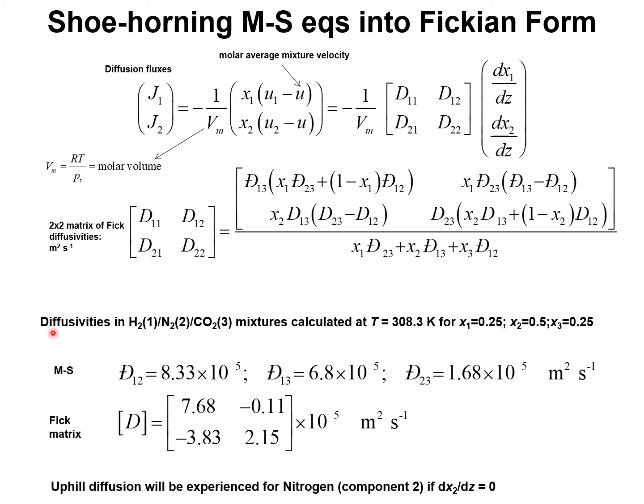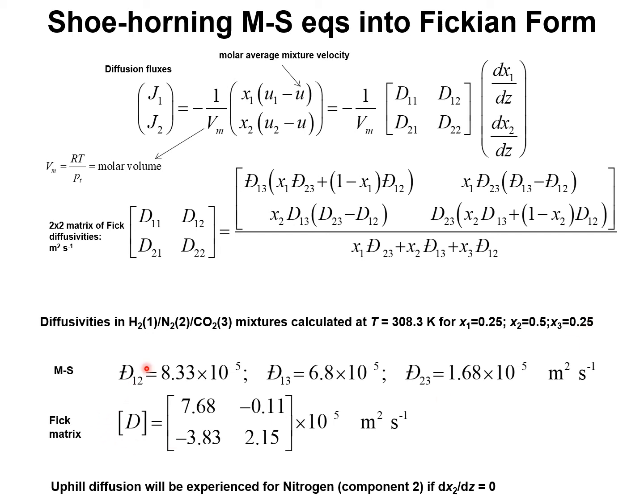As an example, let us consider a ternary mixture consisting of hydrogen, component 1, nitrogen, component 2, carbon dioxide, component 3, and calculate the diffusivities at a temperature of 308 Kelvin at the mole fraction x1 equals 0.25, x2 equals 0.5, and x3 equals 0.25.